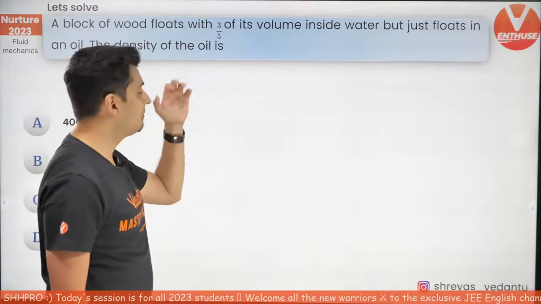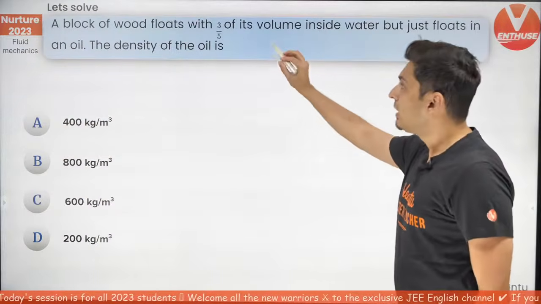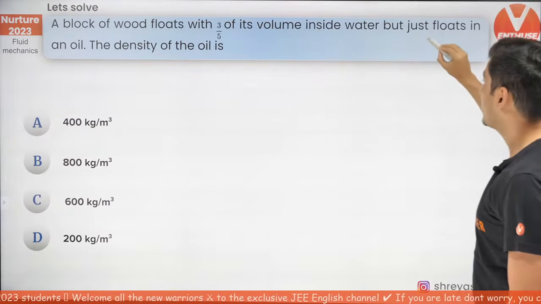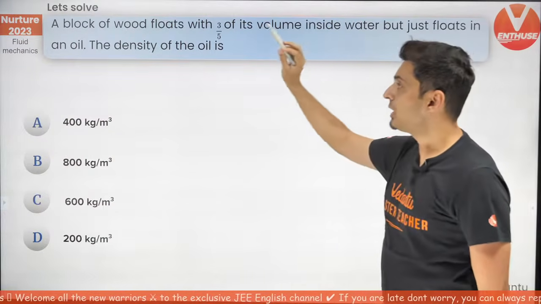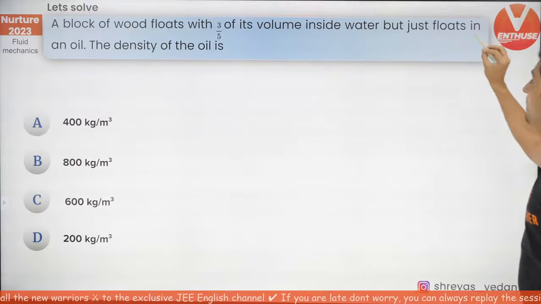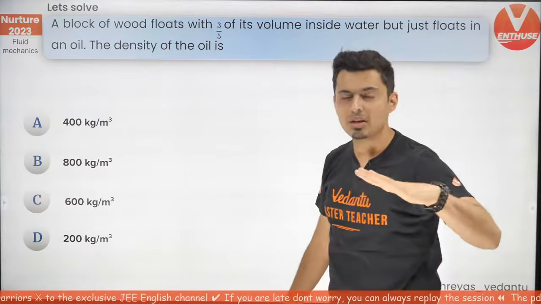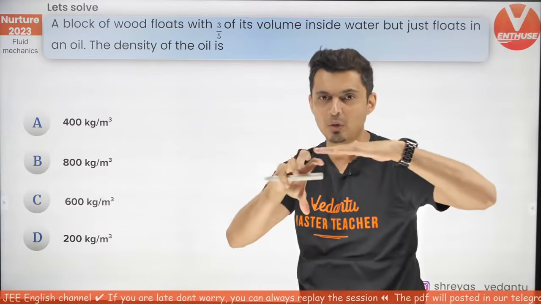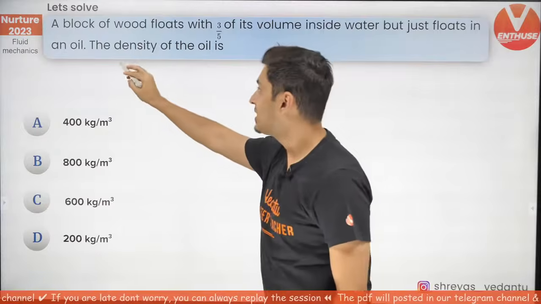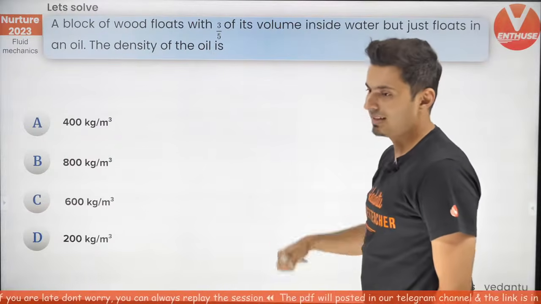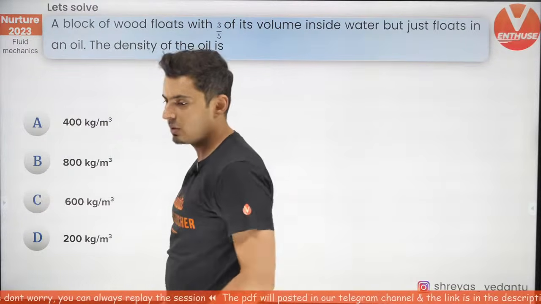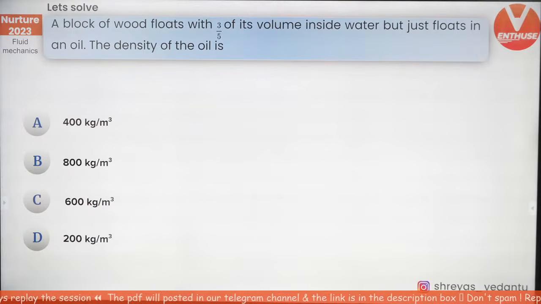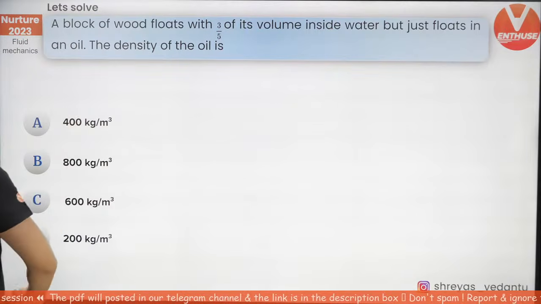Now here we have the next question coming up on your screen. A block of wood floats with 3/5 of its volume inside water, but when it is put in oil, it just floats. The meaning of just floats is that it is completely submerged. It is barely managing to float. It is suspended. The question is, what is the density of the oil? Let's see how many of you can do this question. Come on, my warriors, figure this out. How will you do this?